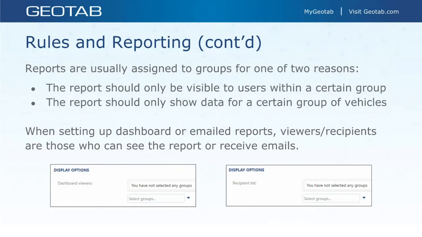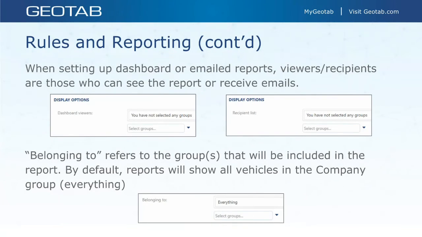The other option is the report should only show data for a certain group of vehicles. So there you have dashboard viewers, recipient list, who can see the report. And then you also have belonging to. And that refers to the groups that will be included in the report. So if I have a problem with my vehicles in Chicago, they have excessive idling, I can put that Chicago group into that belonging to drop-down, and that way when the report goes out to whoever is in the recipient list, it's only going to show vehicles in that group.